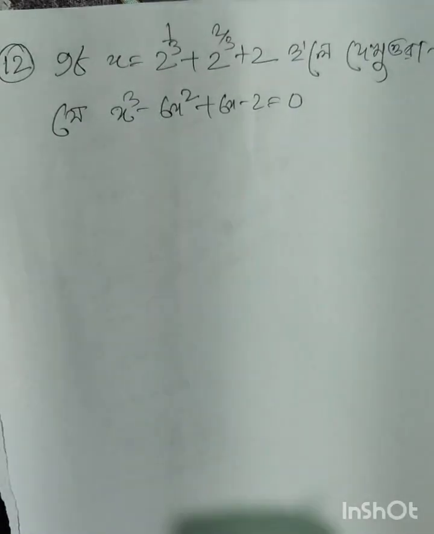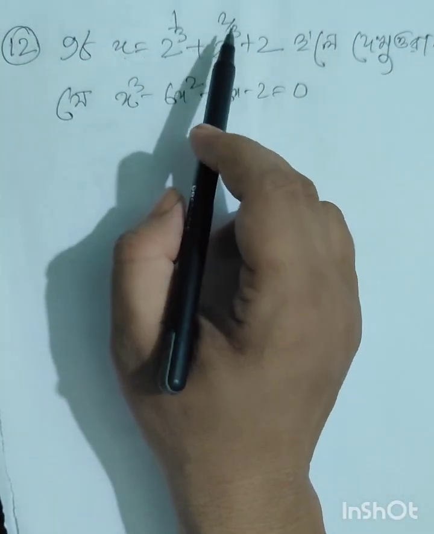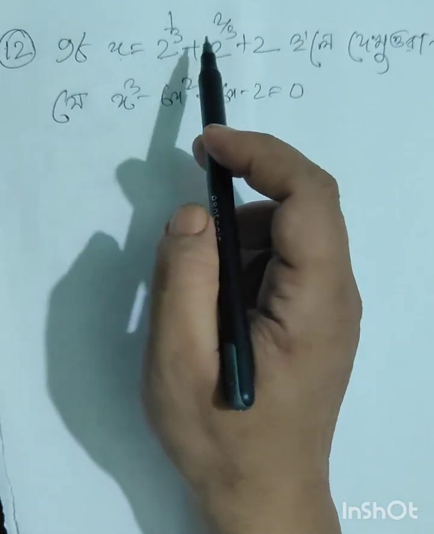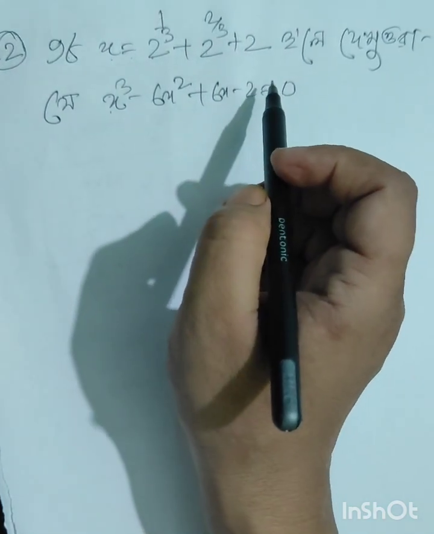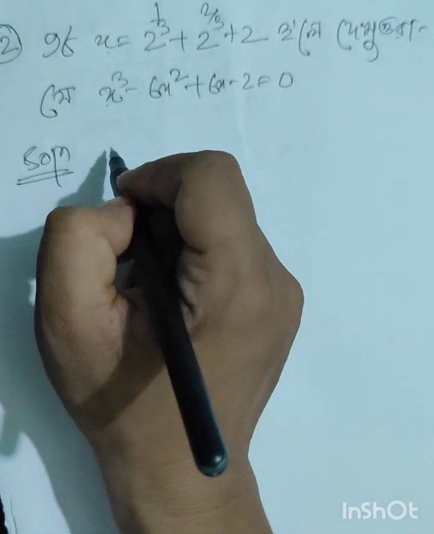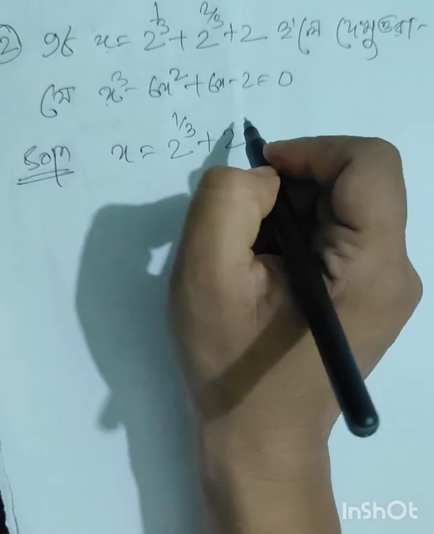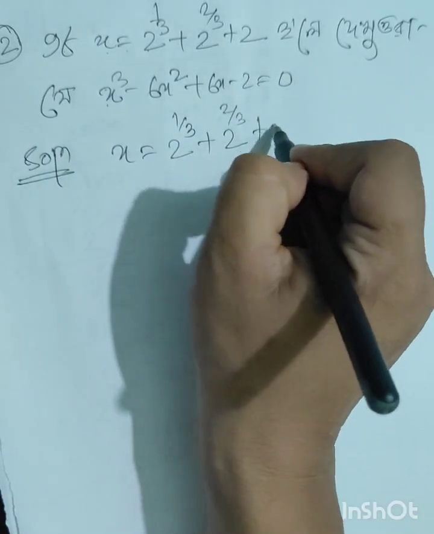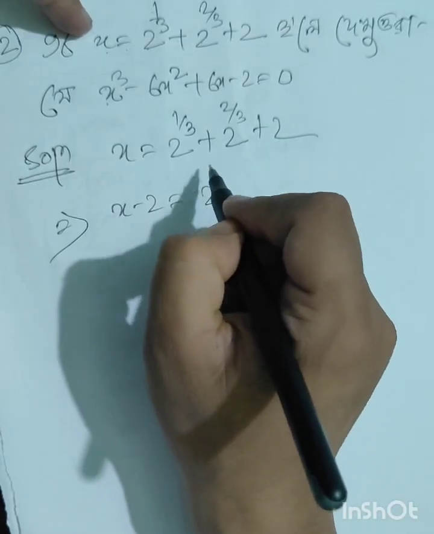Question number 12 আছে, if x is equal to 2 to the power 1 by 3 plus 2 to the power 2 by 3 plus 2 হলে দেখুৱা যে x cube minus 6x square plus 6x minus 2 equal to 0. Solution: আমাৰ given কি হয়, x is equal to 2 to the power 1 by 3 plus 2 to the power 2 by 3 আৰু plus 2. ইয়াৰ পৰা আমি লিখিম x minus 2 equal to 2 to the power 1 by 3 plus 2 to the power 2 by 3.